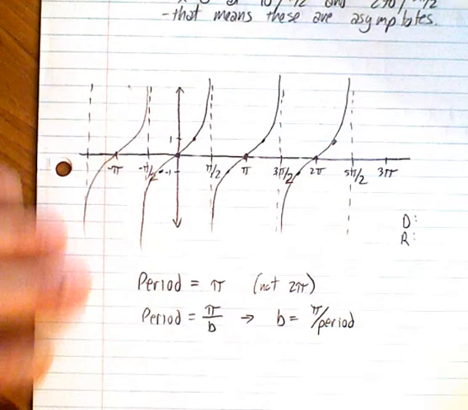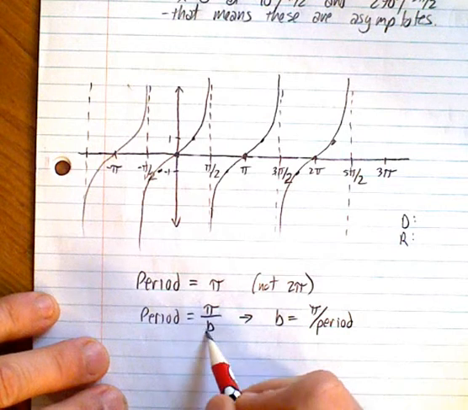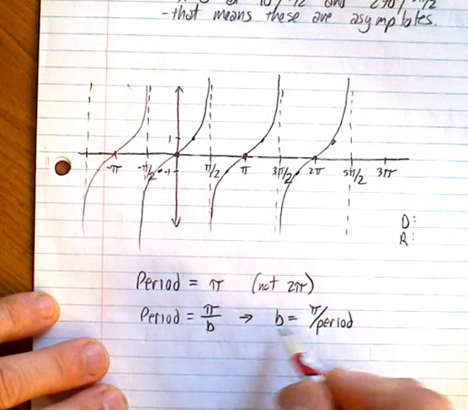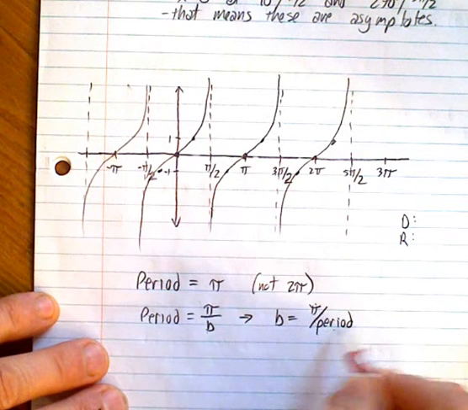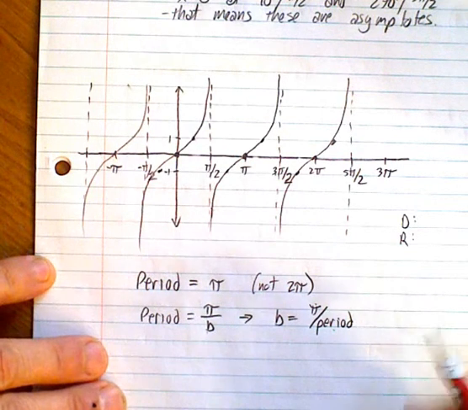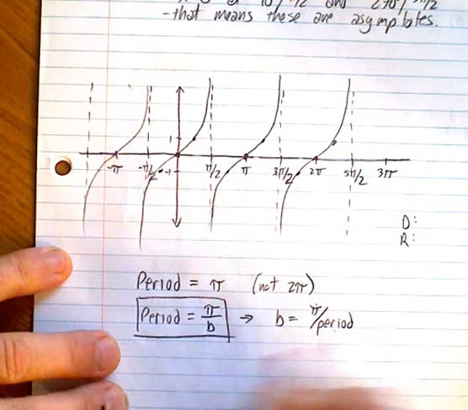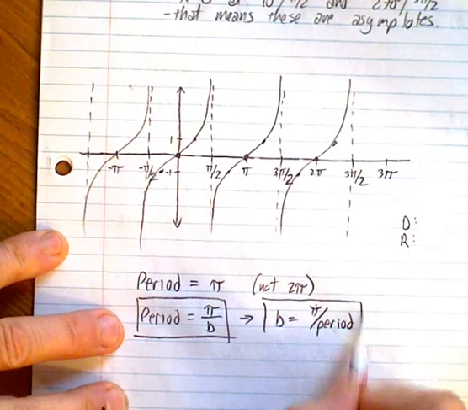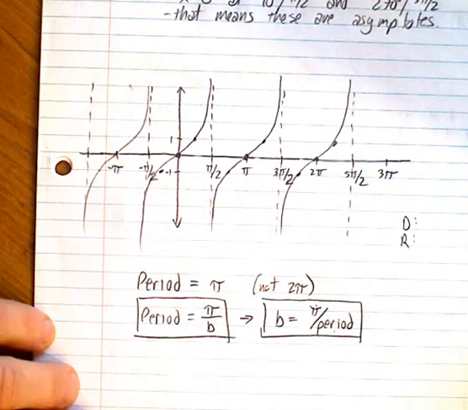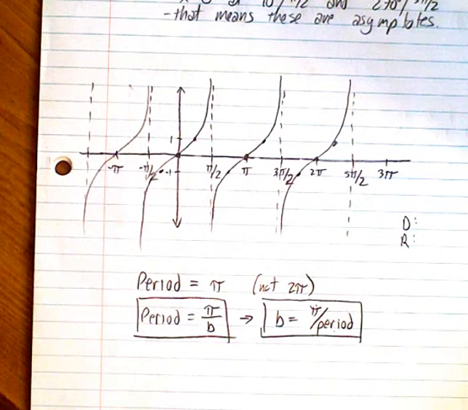Now, remember that if we had a period of 2 pi, it was 2 pi over b, and b was 2 pi over your period. Well, in this case, because the period for tan is pi, to find the period you go pi over b, and to find b, you go pi over the period instead of 2 pi. Okay, the b value is for our equations, and the period is for the graph.